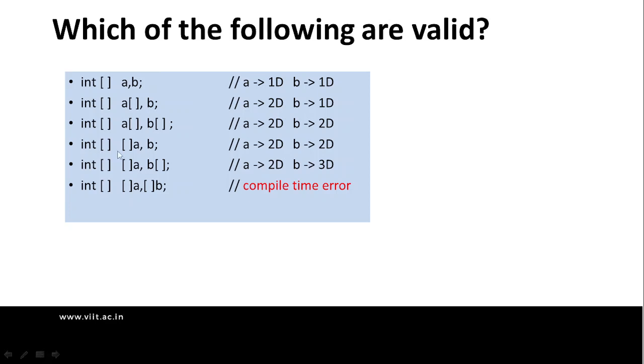Similarly, int[][] a, b, so that a is double dimensional and b is also double dimensional. Again, int[] a, b[][]. In this case, a is single dimensional and b is triple dimensional. But while declaring a triple dimensional array, if you indicate it in the wrong way, a compilation error will arise in this case.